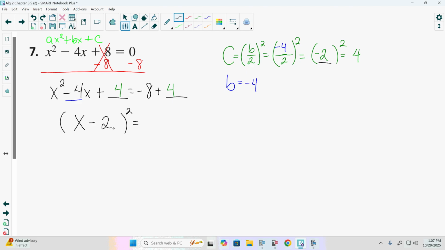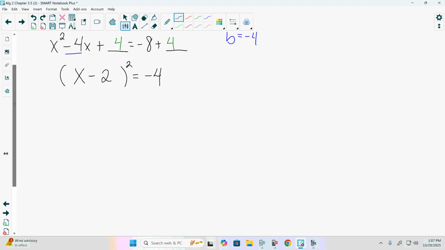Now on the right-hand side, we do need to simplify. Negative 8 plus 4 is negative 4. If we needed to, negative 8 plus 4, we can do that in the calculator. We'll do it just fine.